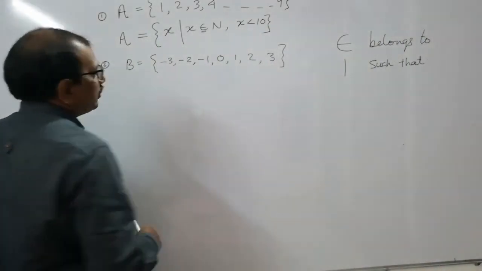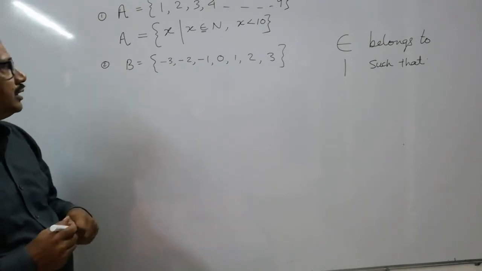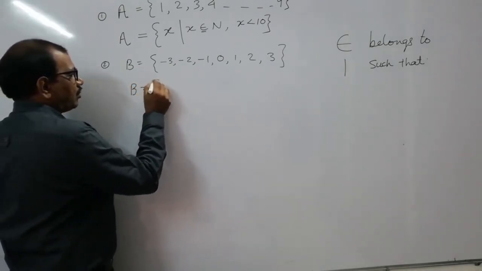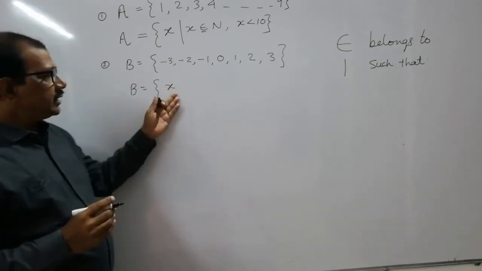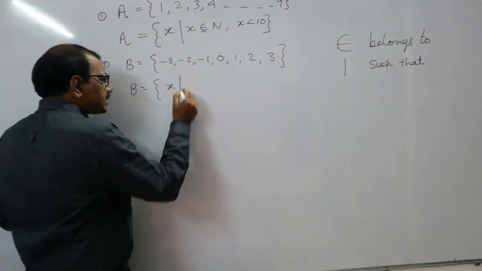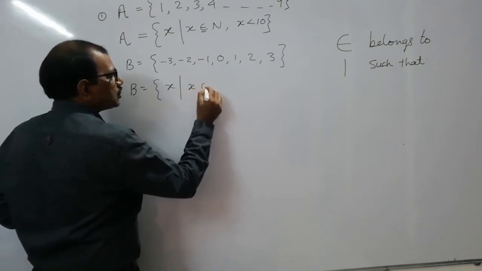Now suppose I want to write the same set using set builder method or rule method, so I'll write it like this. B is a set of all x, right? You can use either x, you can use y, whatever it may be, doesn't matter. Such that, how is it? x belongs to integer.